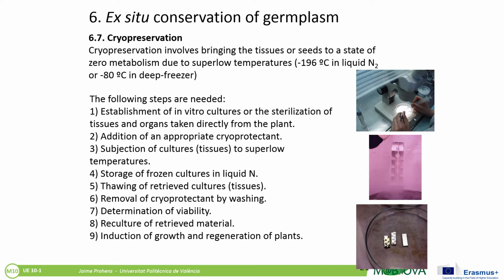The following steps are needed for cryopreservation. First, establishment of in vitro cultures or the sterilization of tissues and organs taken directly from the plant. Second, addition of an appropriate cryoprotectant. Third, subjection of cultures, tissues in this case, to low or super low temperatures. Fourth, storage of frozen cultures in liquid nitrogen. Fifth, thawing of retrieved cultures. Sixth, removal of cryoprotectant by washing. Seventh, determination of viability. Eighth, reculture of retrieved material. And ninth, induction of growth and regeneration of plants.